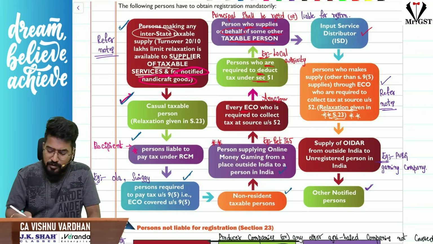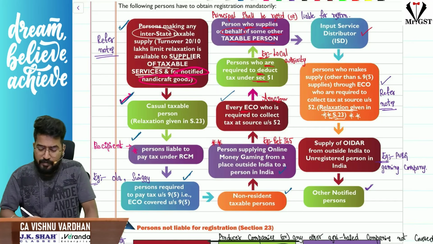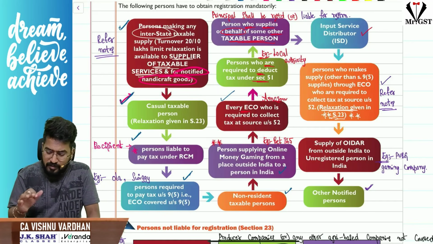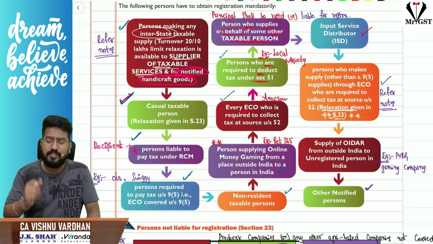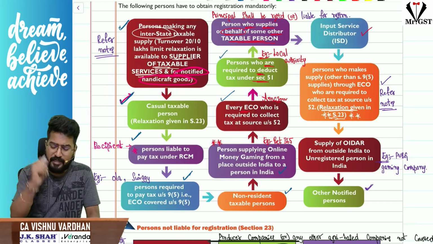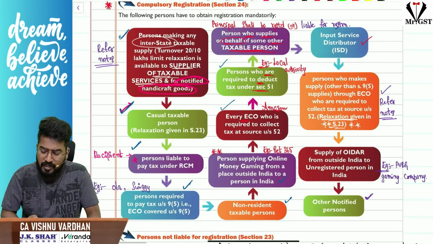Next, every e-commerce operator who is required to collect tax at source. Amazon example. Regarding that we will see the example, just wait for some time. Next, persons who are required to deduct tax at source under section 51. Any local authority, Greater Chennai Corporation or Bruhat Bengaluru Mahanagarapalike, or Greater Hyderabad Municipal Corporation, GHMC, that way.